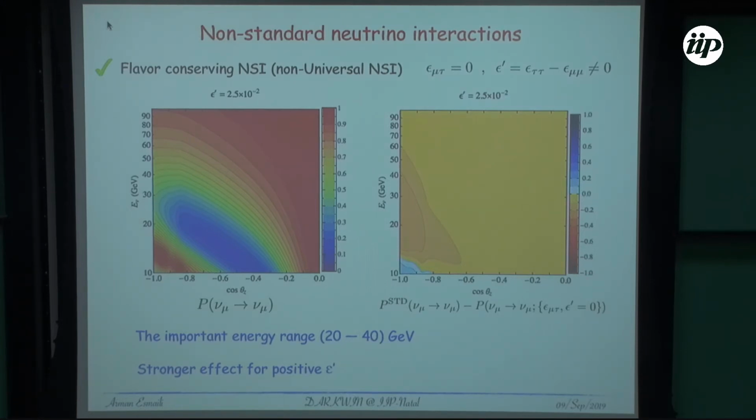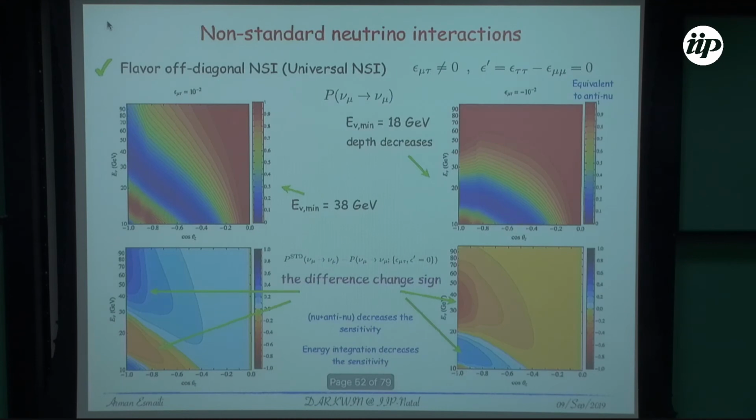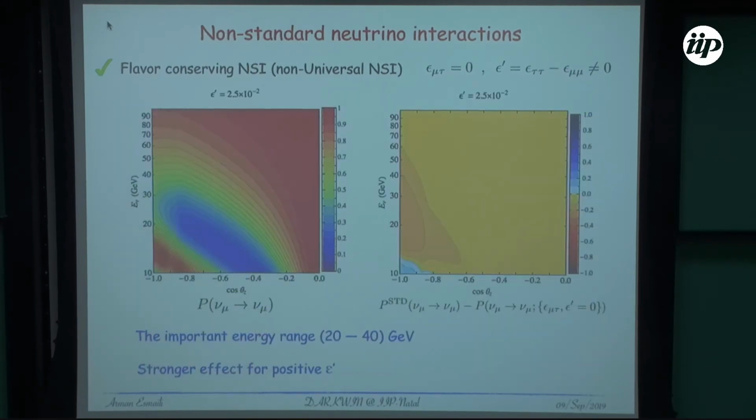That was for the flavor. The plot that I showed you is for the case that epsilon mu tau is different from 0, but epsilon tau tau minus mu mu is 0. There is no difference in the diagonal elements of the epsilon. You can go to the opposite case, where epsilon mu tau is 0 and this one is different from 0. In this case, you have the effect just at low energy. There is no effect of the epsilon prime at high energy.